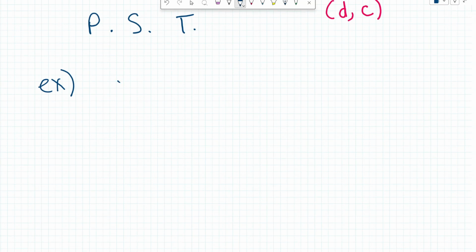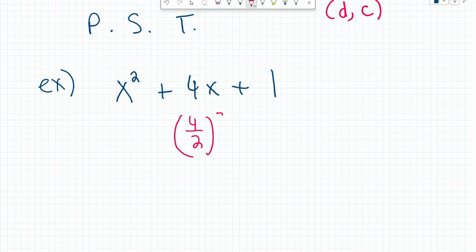Let's first consider a function x squared plus 4x plus 1. Let's first test to see if this is a perfect square trinomial. We do that by dividing our middle term by 2 and then squaring that value. This gives us 2 squared, which equals 4, and this does not equal 1. Therefore, we do not have a perfect square trinomial.